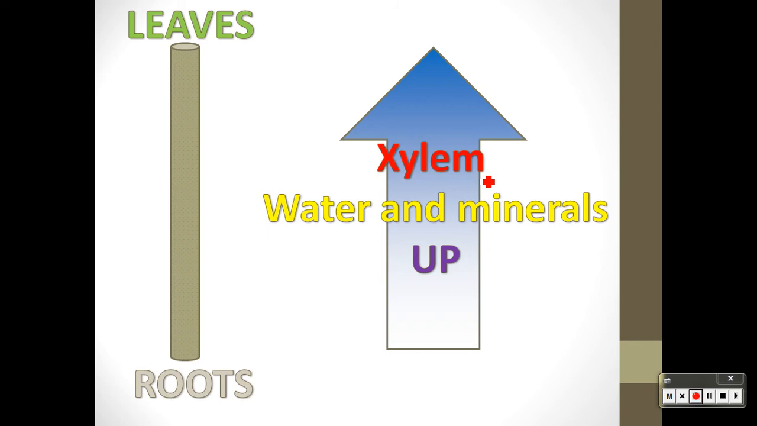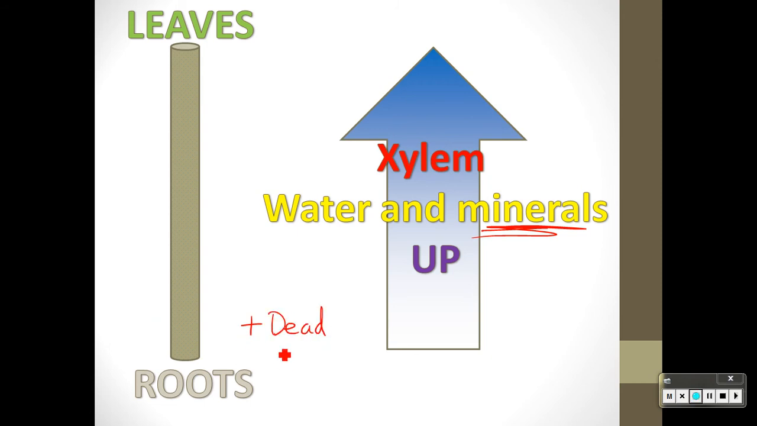So xylem are these tubes that go from the roots to the leaves and all up through the middle of the plant. And they move water and anything dissolved in the water, specifically minerals, because the minerals are dissolved in the water, up. Okay? Little points to note: xylem are dead.